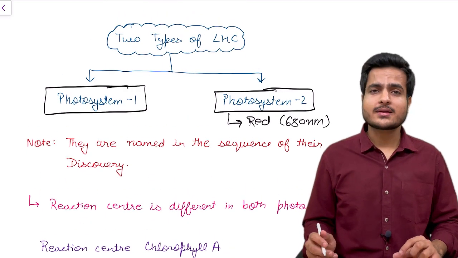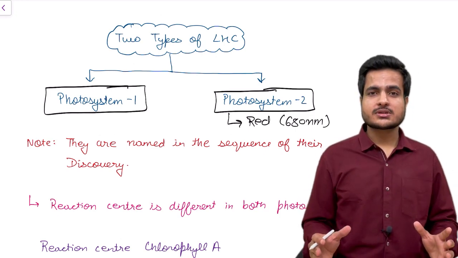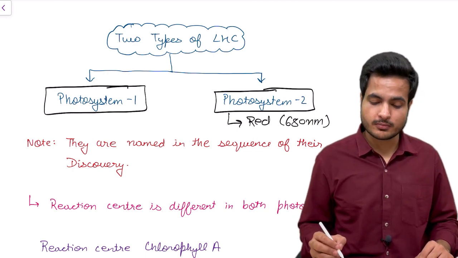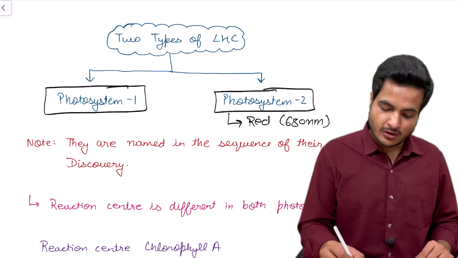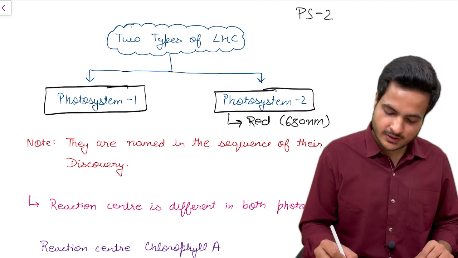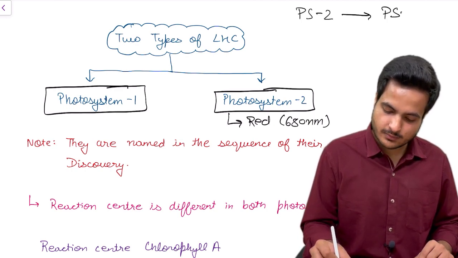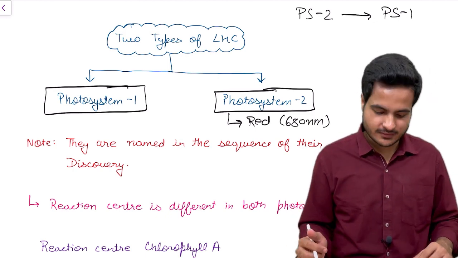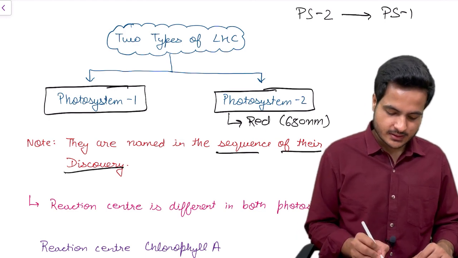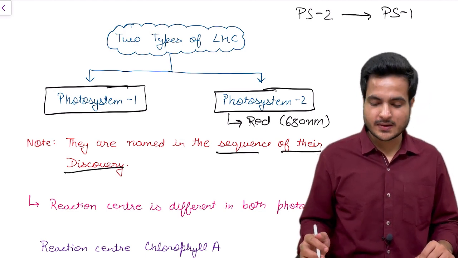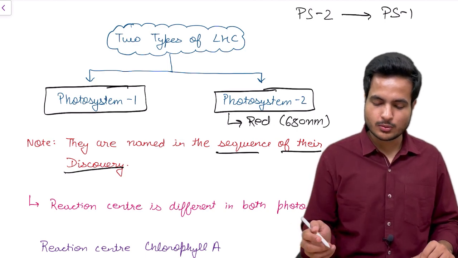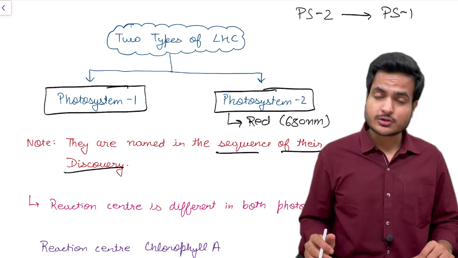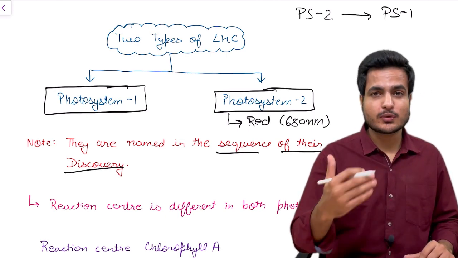And before I tell you that, you should know that these photosystems are named in the sequence of their discovery, not in the sequence in which they perform their function. For example, functionally photosystem 2 will function before photosystem 1, but just because they were named on the basis of the sequence of their discovery, they got their names in such a way. Otherwise I would have named them reciprocally, in the order of their functions. This is a question for you. They are named in the sequence of their discovery.